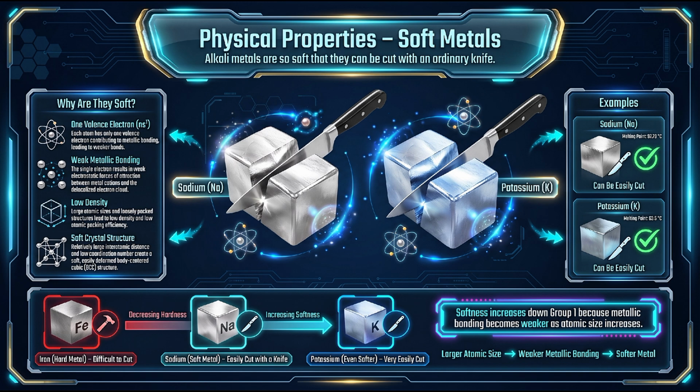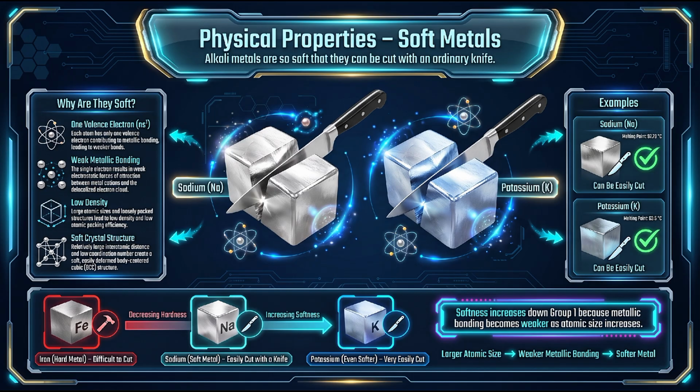Lithium is the hardest member of Group 1, sodium is softer than lithium, potassium is softer than sodium, rubidium is softer than potassium, cesium is even softer, and francium is expected to be the softest member, although it is extremely rare and highly radioactive, making direct study very difficult.